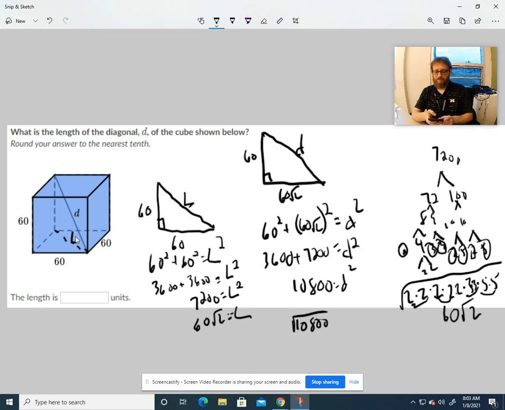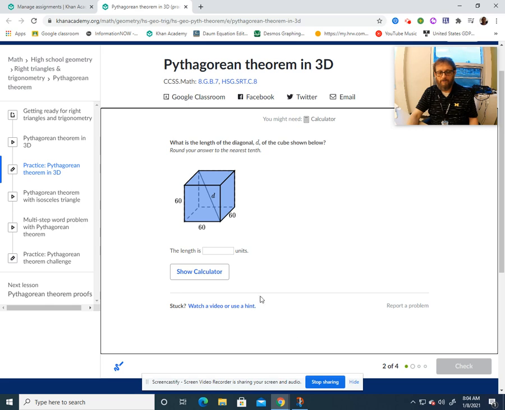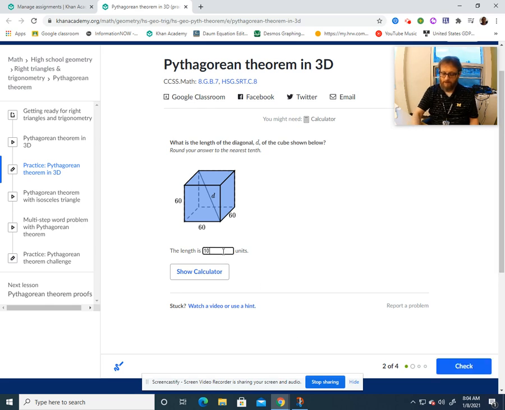So again, I'm going to grab my calculator. I'm going to clear it out. I'm going to type in 10,800. I'm going to take the square root, and it says it's 103.92, so I want 103.9. So let's go back to the original problem. I'm going to type in 103.9 and hope I'm right. Looky there, 2 down.